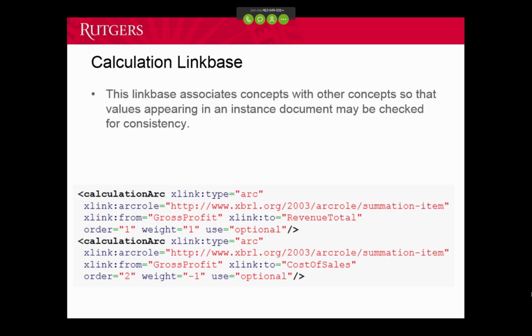All right, so with calculation link base, you can actually take the numbers in your XBRL document and sum them up and see if they make sense. See if the values are consistent, okay? So you wouldn't use the calculation link base to actually calculate gross profit, but you could check to see if the value that you put in for gross profit is consistent with the other values that you put in. That would be the components of gross profit.